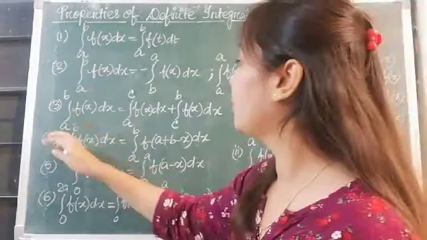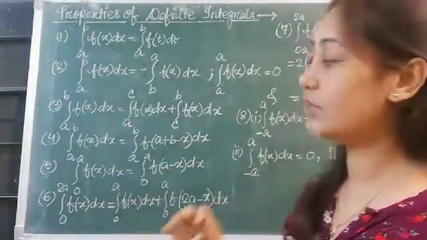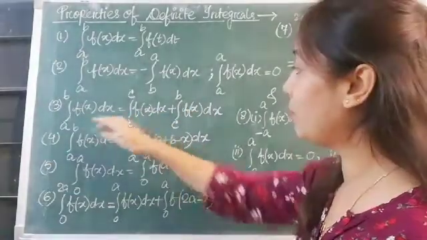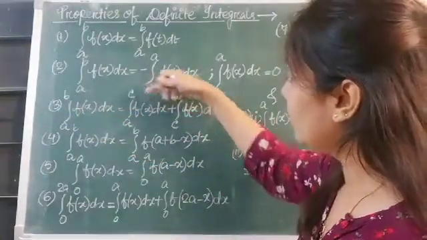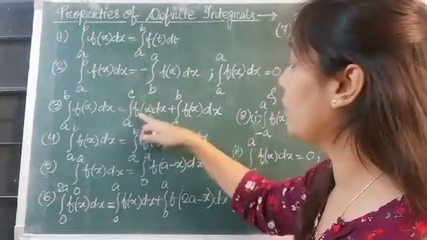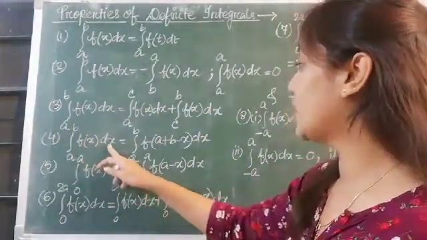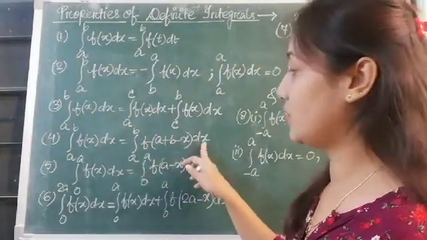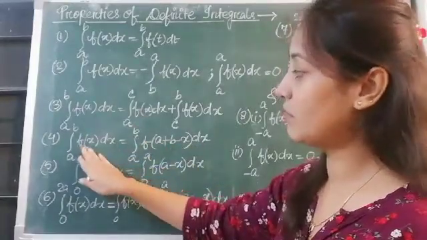Next, number 3: integration of a to b f of x dx can be written as the sum of two different integrals. The limit is from a to b, and here I am inserting another limit c. That way you can remember: a to c f of x dx plus c to b f of x dx. Next, number 4: integration of a to b f of x dx is equal to integration of a to b f of (a plus b minus x) dx. When you find the integral of this and the integral of the original function, you will get the same answer.